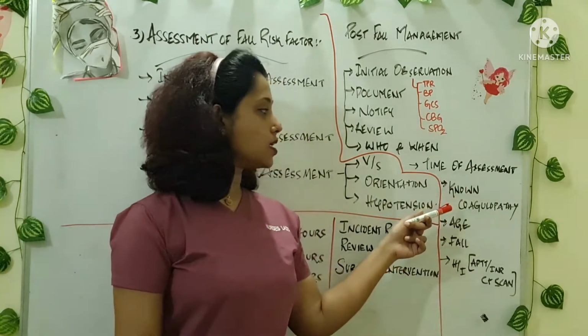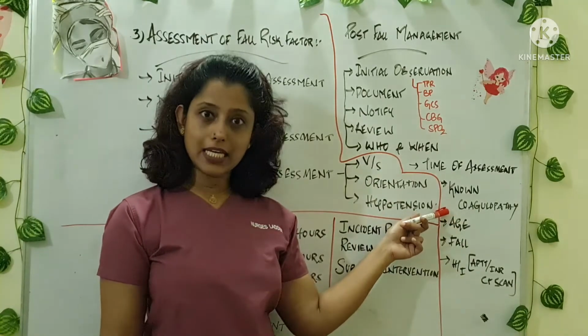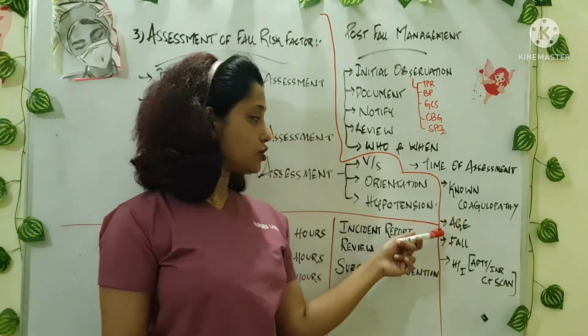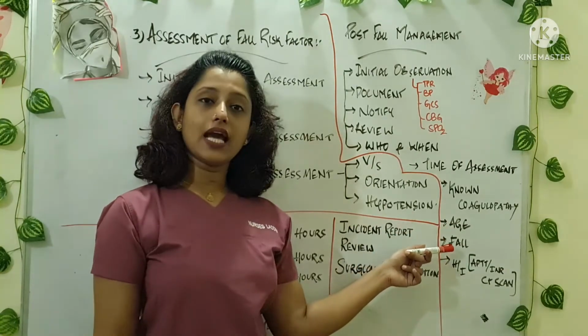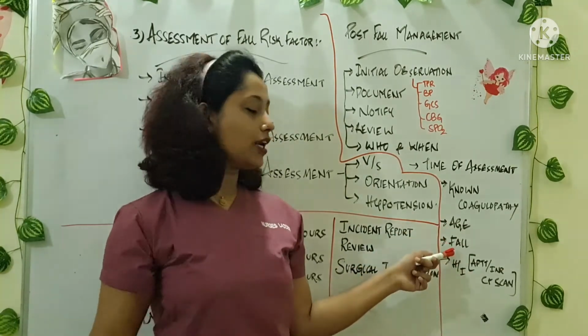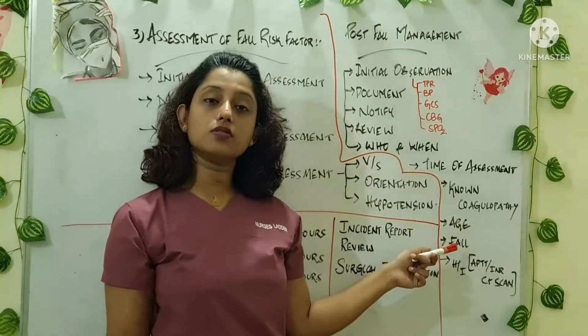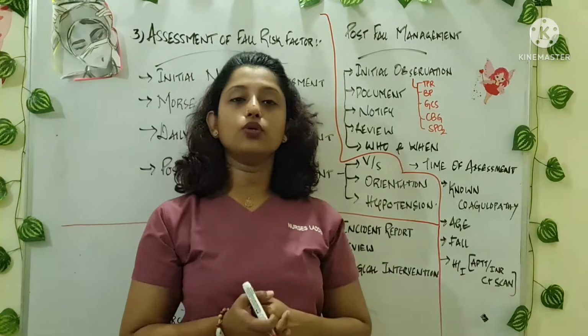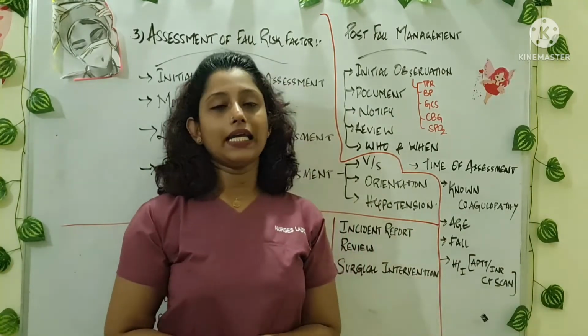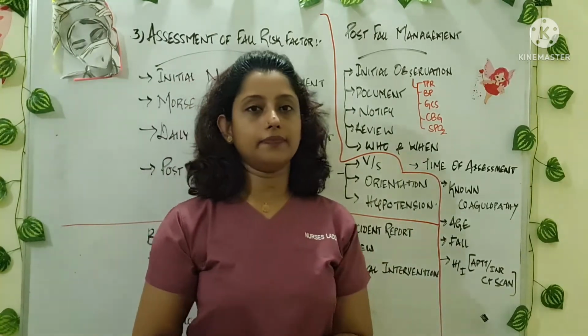Also, if there is any history of coagulopathy, if the patient's age is more than 65 years, if the patient had any previous falls, or if the patient had a fall from more than 1 meter height, and if there is any suspected head injury, you need to go for PT, INR as well as CT scan.